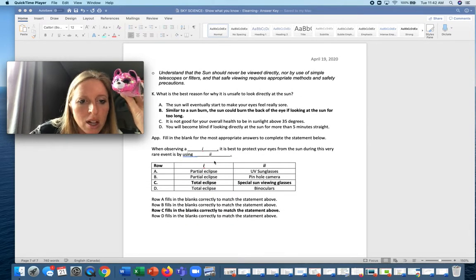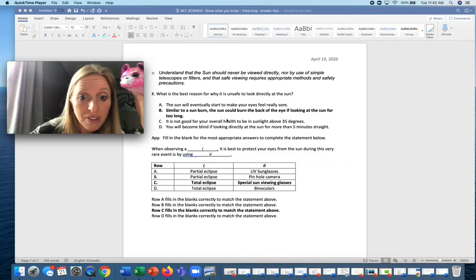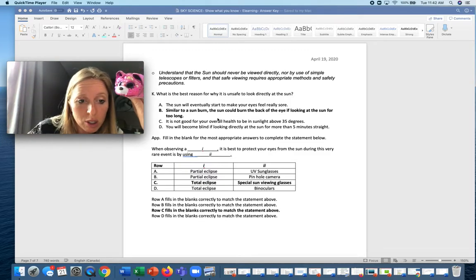Okay, next one. What is the best reason for why it is unsafe to look directly at the sun? This was super similar to one of the Kahoot questions. Okay. The sun will eventually start to make your eyes feel really sore. Okay. True. Is that the best reason? Let's see, there's a better one. Similar to a sunburn, the sun could burn the back of your eye if looking at the sun for too long. That is true. That is a very, very good reason not to look at the sun, right? Because there's no nerve endings. You do not feel the pain like you would on your skin. There's no nerve receptors back there.